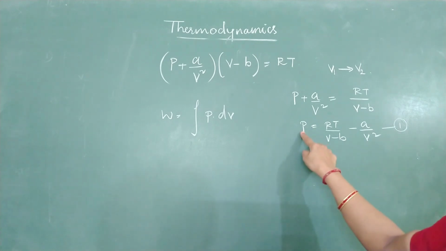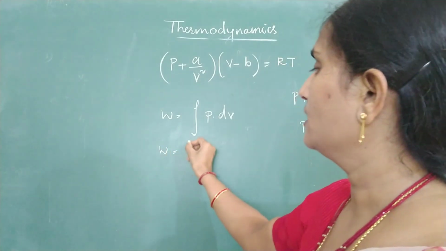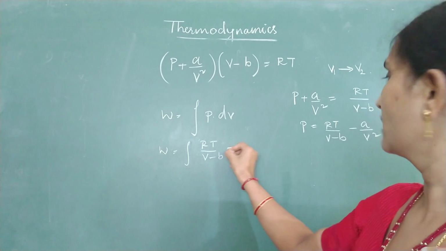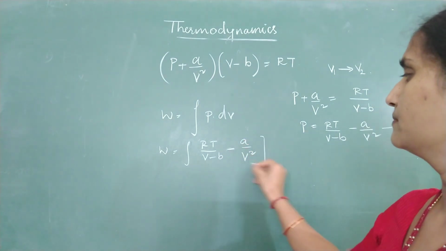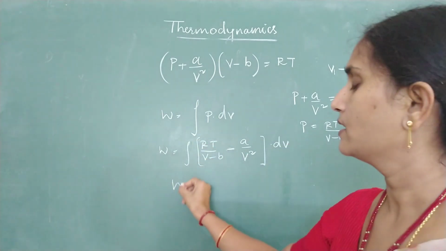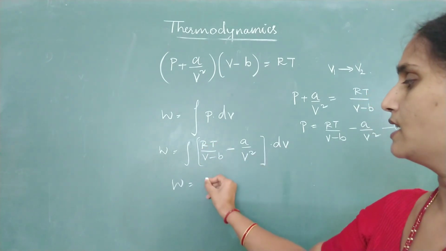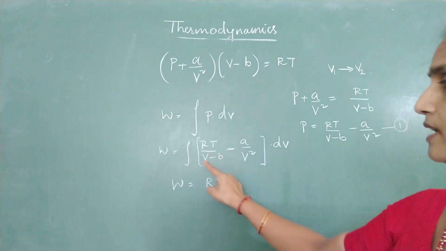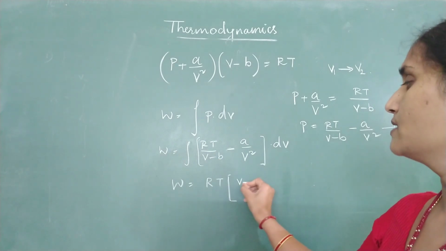Now you know pressure. Pressure is a function of volume. So directly put it here: integral of RT by V minus b minus a by V square into dV. Integrate it now. Integral of RT by V minus b into dV. RT is a constant. Tell me what is the integral of 1 by V minus b, that is, V minus b whole to the power minus 1.